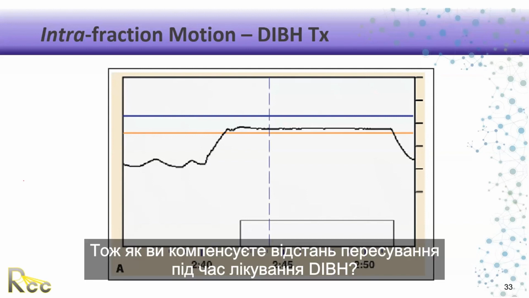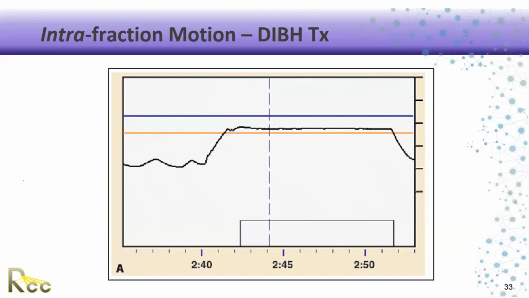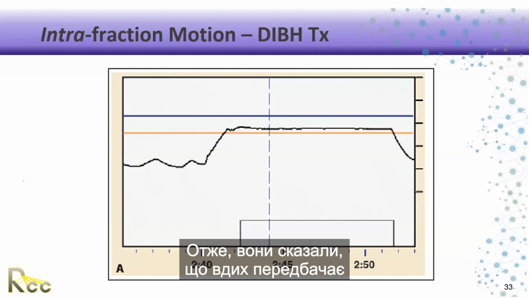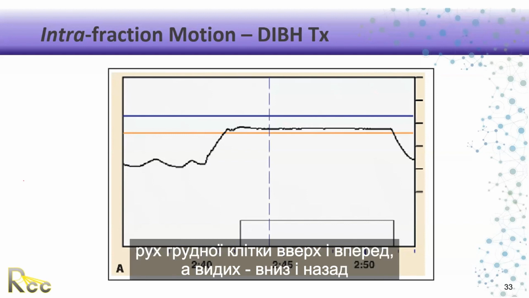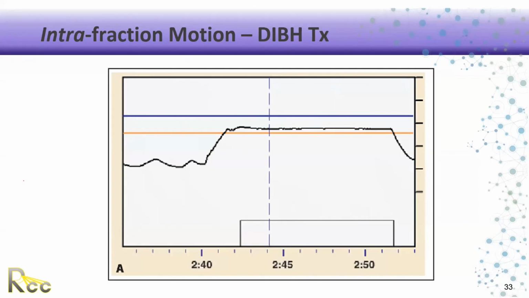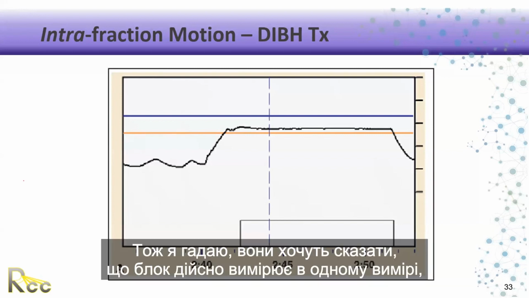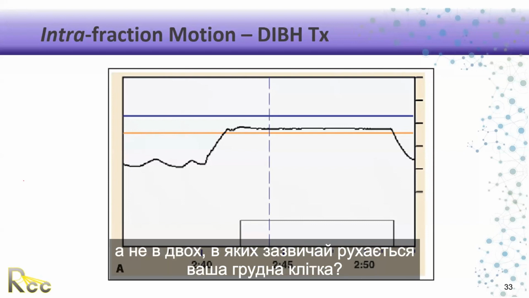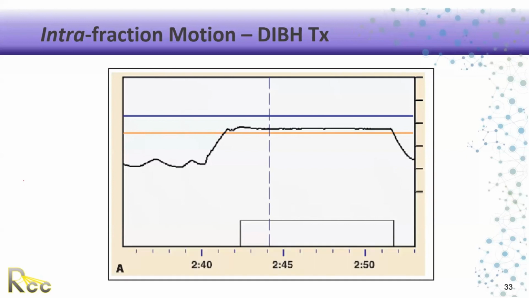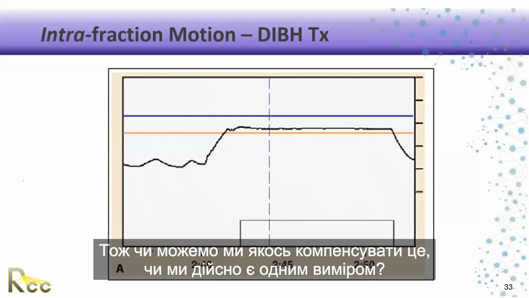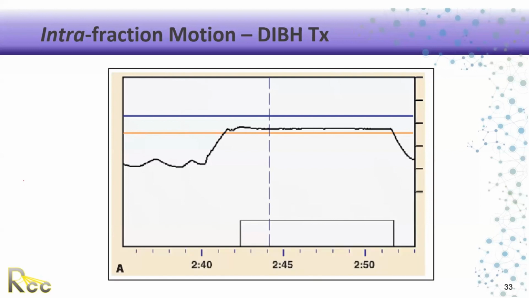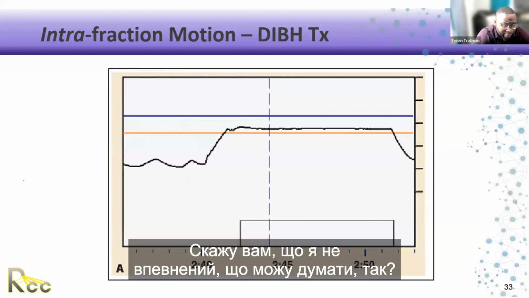Perfect. A couple more questions. How do you compensate for the movement distance during DIBH treatment? They said inspiration involves a chest movement upwards and forwards, and expiration involves a movement downwards and inwards. So I guess they're saying the block is really measuring in one dimension rather than the two dimensions in which your chest would normally move. Is there any way we can compensate for that, or are we really limited to one dimension? Well, outside of that, I don't think so, right?